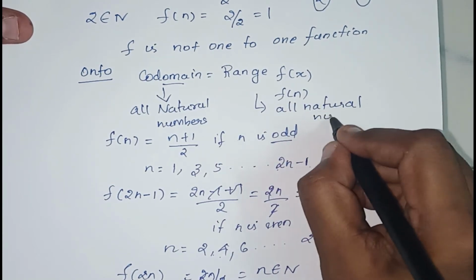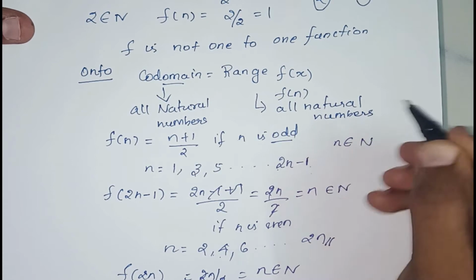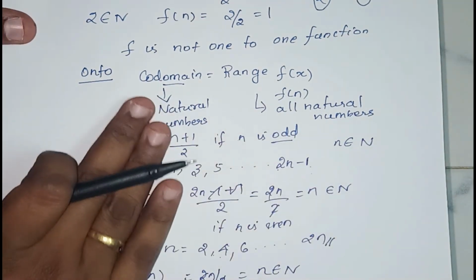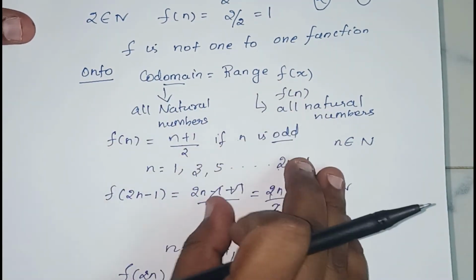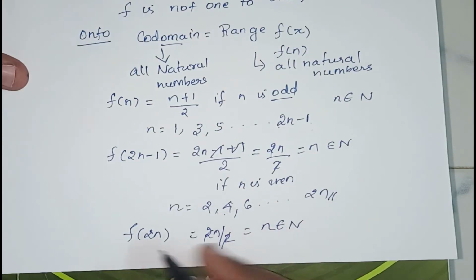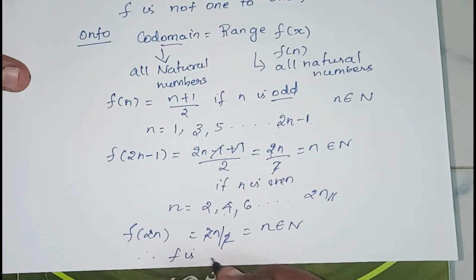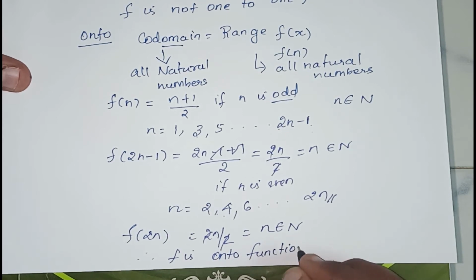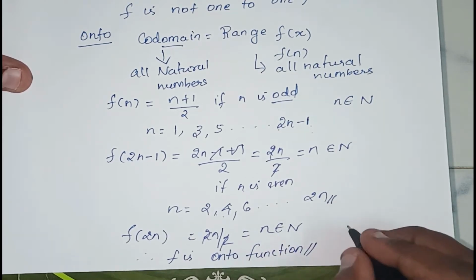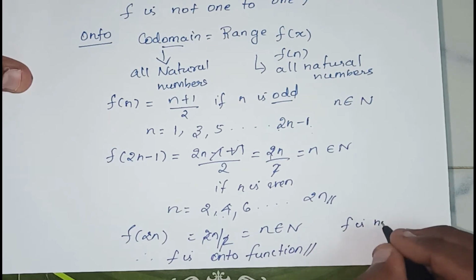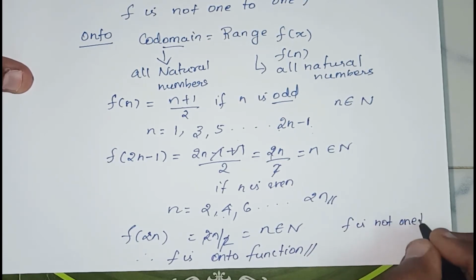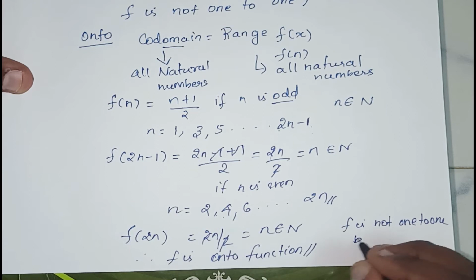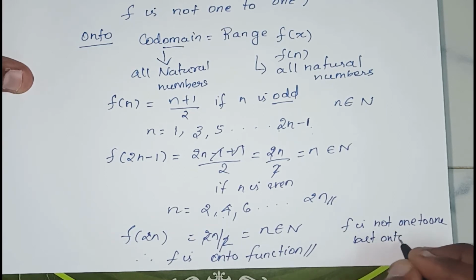So hence we proved codomain equals range. Codomain is all natural numbers, and range is also all natural numbers. Therefore this function is onto. So this function f is not one-to-one but onto function.